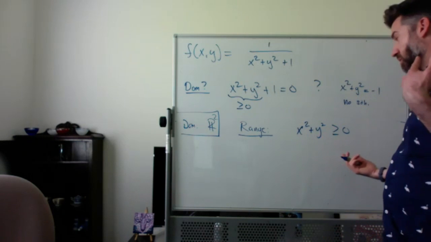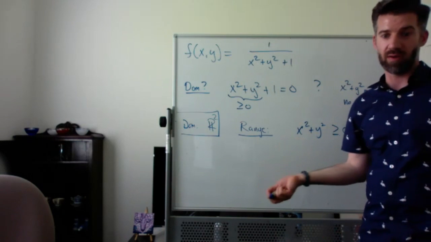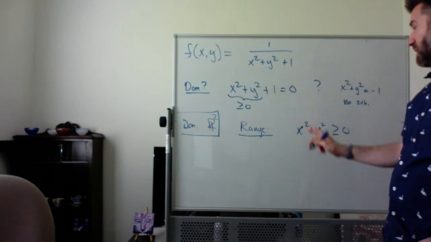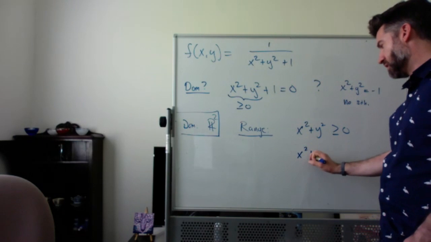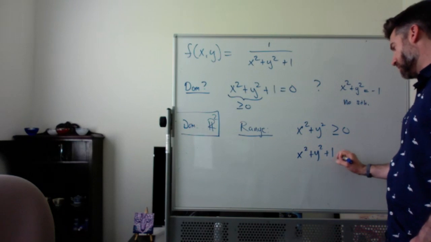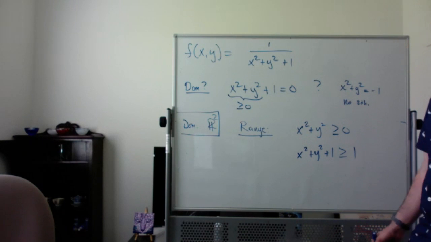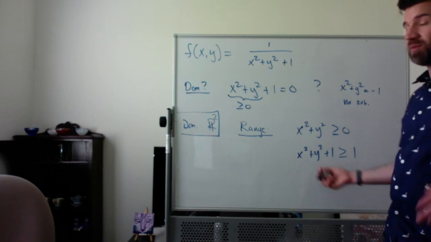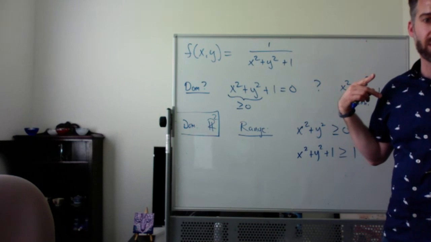Right? I subtracted 9 from both sides. I got x squared plus y squared minus 9 is bigger than or equal to -9. So first things first, I'm going to add 1 to both sides. So x squared plus y squared plus 1 is greater than or equal to 1. Just added 1. And then I'm going to do the reciprocal of both sides.